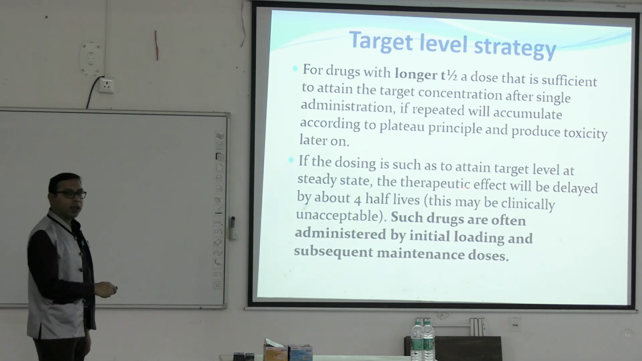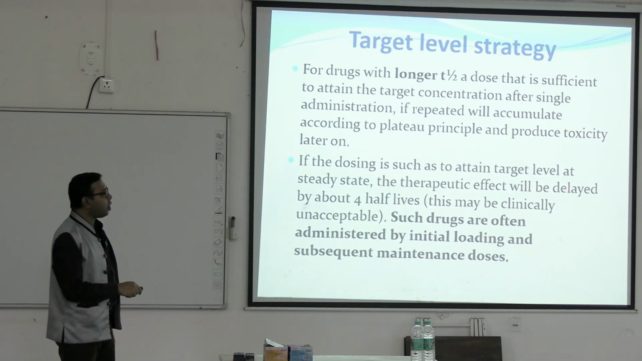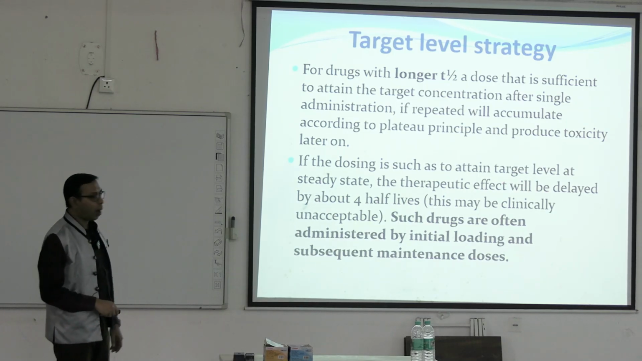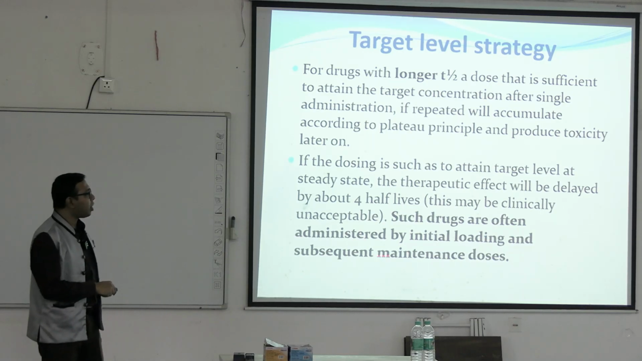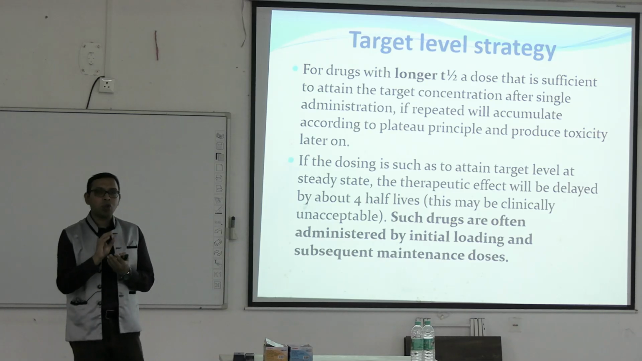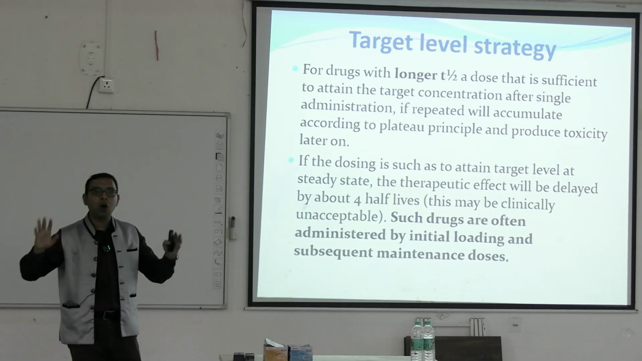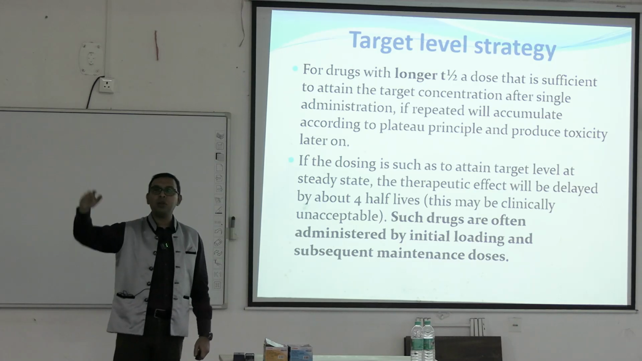So if the dosing is such as to attain the target level at steady state, the therapeutic effect will be delayed by about 4 half-lives. Such drugs are often administered by initial loading and subsequent maintenance doses. So what happens for very short half-life drugs or very long half-life drugs? Now we want a steady state plasma concentration quicker.